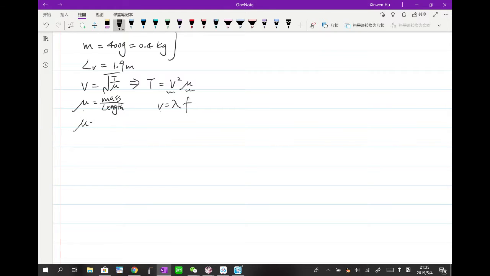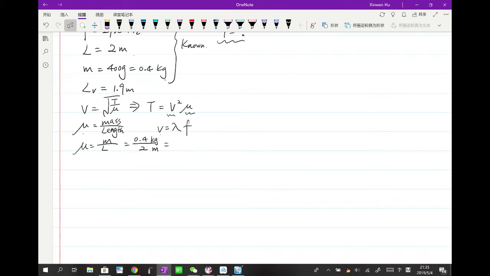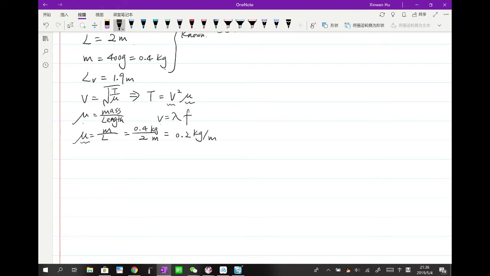So mu is equal to mass over length, which is m over the entire length, which is 0.4 from here, and length is 2, kilograms per meter from here. So in this situation, the result for this mu is 0.2 kilogram per meter. Then we will find the velocity.